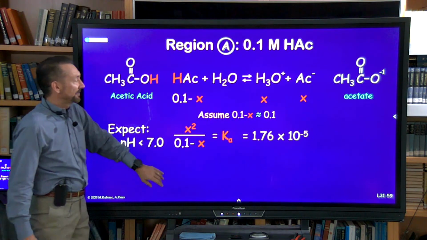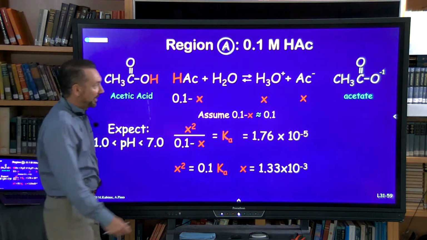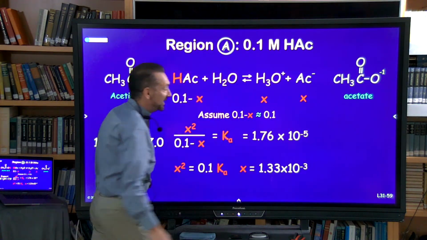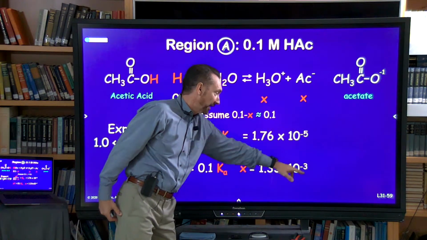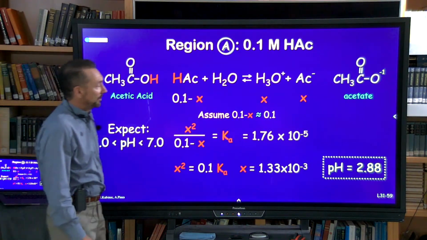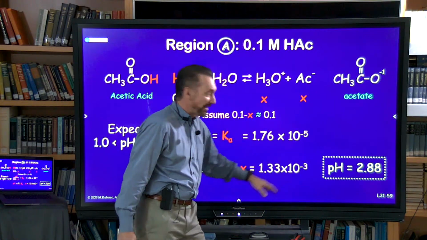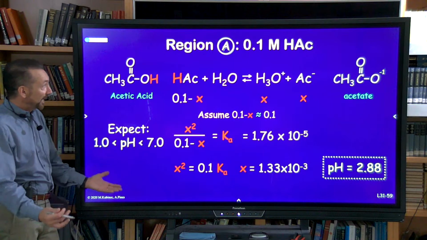Assume x is small, the usual assumptions, and you'll get an x, which is the H3O+ concentration. So the pH is going to be around 3. A little less than 3 because of that 1.3 number. So 2.88 is the pH, minus log of that number, which is the H3O+ concentration. That we should be able to do.